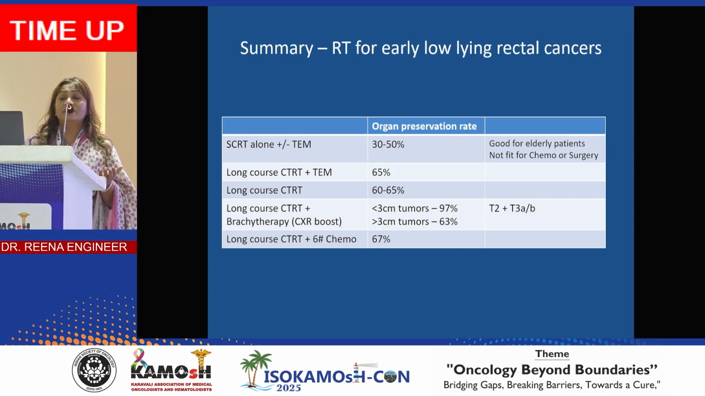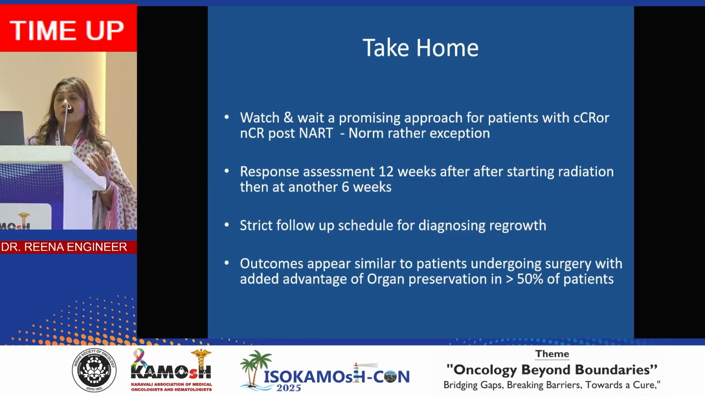To summarize, if we give short course RT alone with or without TEM, it is also a good option for very elderly patients not fit for any chemo or surgery. You can just give them short course RT. If they have a good response, do an excision. But if you give long course RT and TEM, then there is a 60 to 65% organ preservation rate. If you give the brachytherapy boost, it goes up to 97%. And so it goes on and on.